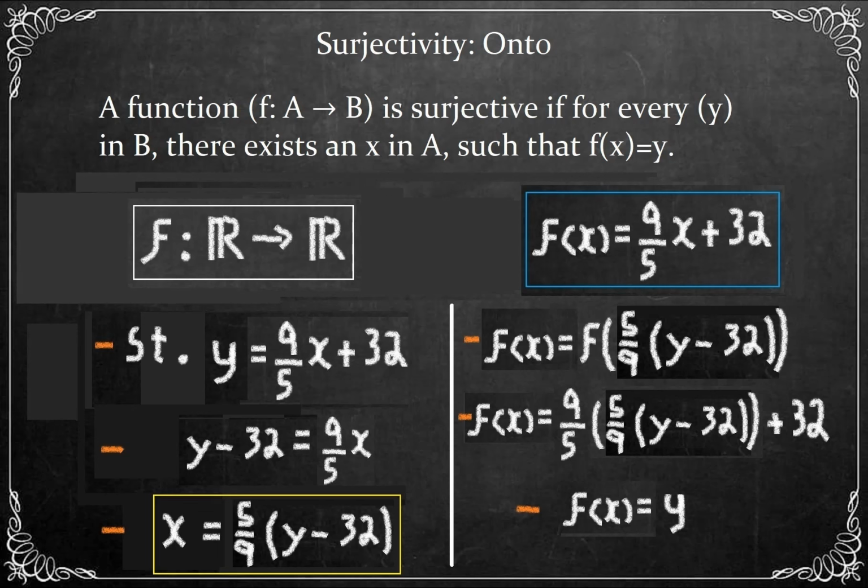We can conclude, since for every y in the codomain R, there exists an x in the domain R, such that f of x equals y. Therefore, f of x equals 9 over 5 x plus 32 is surjective. Nice.